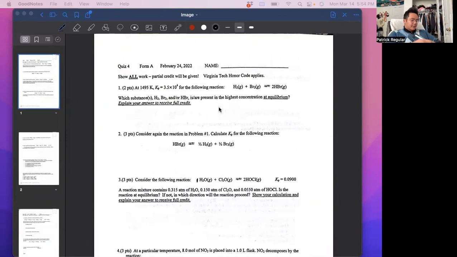All right, so this first question: which substances, H2, Br2 or HBr, are present in the highest concentration at equilibrium? Well, that's obviously pertaining to this reaction that they give us right here, H2 plus Br2 yields 2HBr. Now, if we're looking at the highest concentration, it's either products or the reactants, right? And if it's at equilibrium, then we're looking at our K constant, not our Q, because that's not at equilibrium, but our K constant. And lo and behold, right here, this is our K constant.